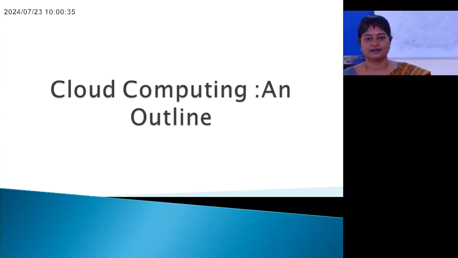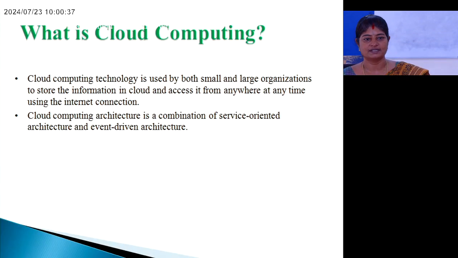Cloud computing and outline. What is cloud computing? Cloud computing technology is used by both small and large organizations to store information in the cloud and access it from anywhere at any time using an internet connection. Cloud computing architecture is a combination of service-oriented architecture and event-driven architecture.